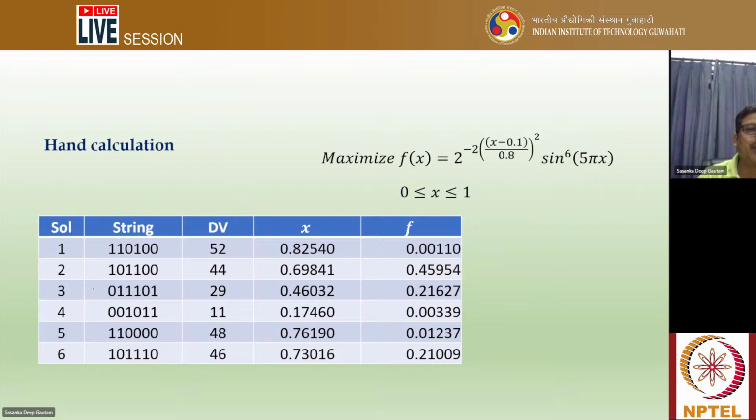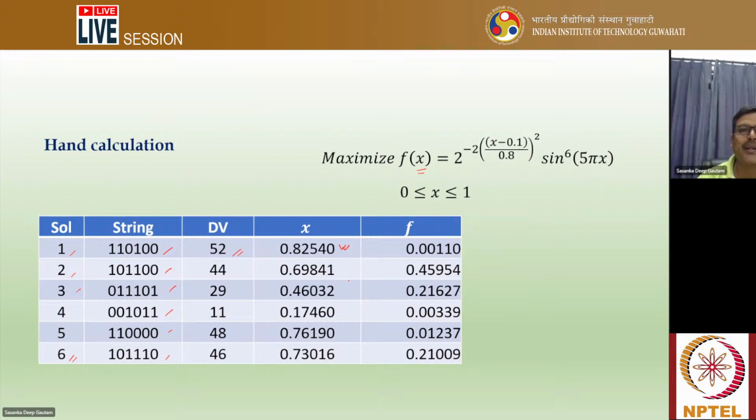So in this particular problem, I have a total of 6 solutions, that is 1, 2, 3, 4, 5, 6, and these are the strings. This is the first, second, third, fourth, fifth, and sixth, and this is the decoded value, and I consider what is the value of x. This is a single variable problem, in this function we have only x.